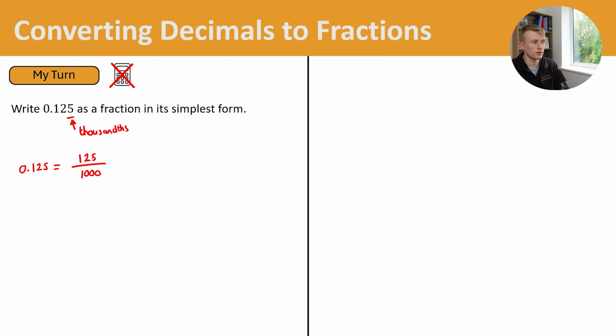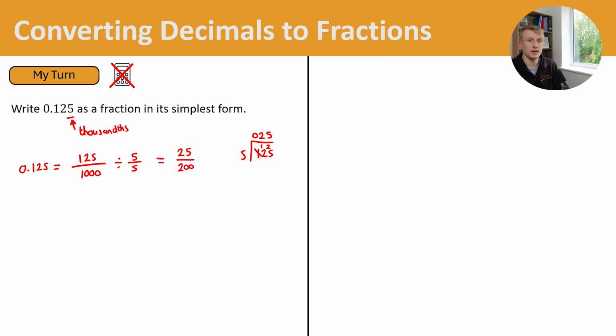So I can tell that these are both divisible by 5. So I'll divide through by 5 over 5. And I'll divide 125 by 5 off to the side. 5 goes into 1 0 times, carry the 1. 5 goes into 12 twice with 2 left over. And 5 goes into 25 5 times. So 125 divided by 5 is 25, and 1000 divided by 5 is 200.